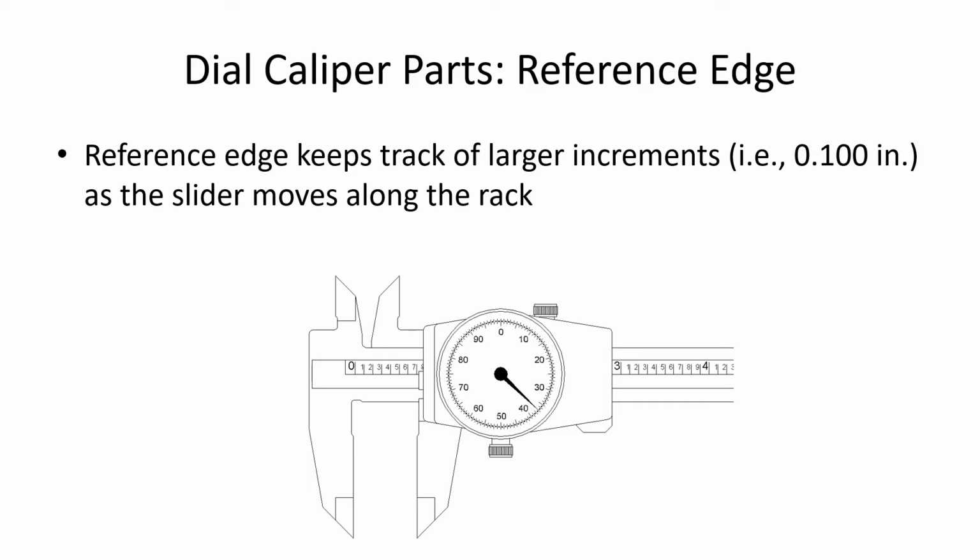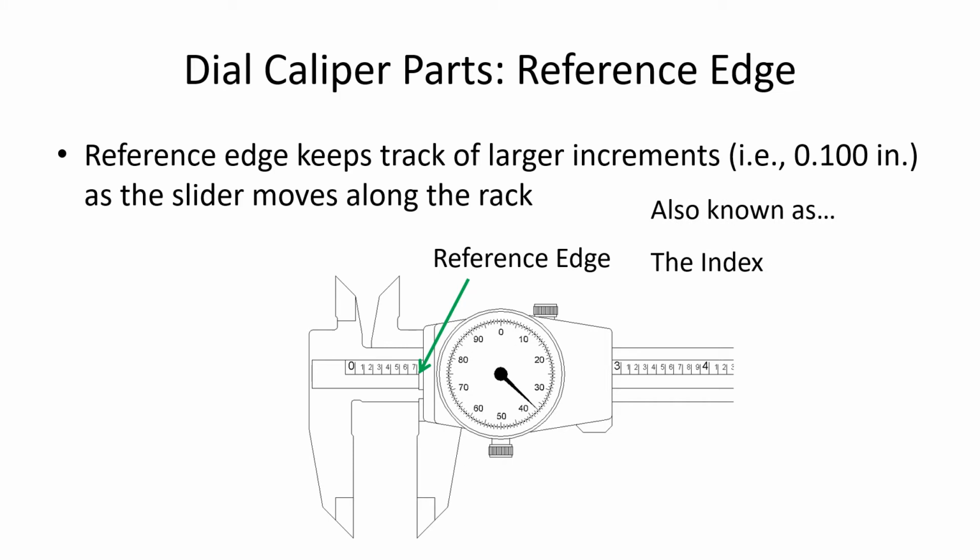The reference edge keeps track of larger increments, like the 1/10 of the place, as the slider moves along the rack. This is the reference edge here. It's also known as the index. So this is what we're reading against, this line right here. This will tell us what number it's showing on the blade. So we're looking at the reference edge and reading the numbers, and we're looking at the needle and reading the numbers there. And then we're combining the two into one measurement.